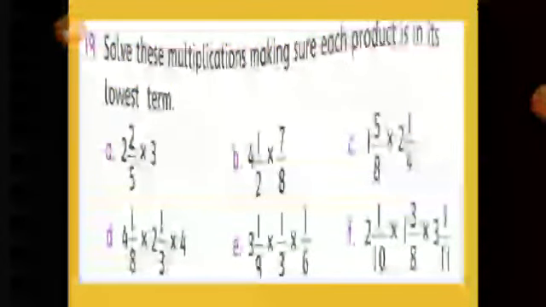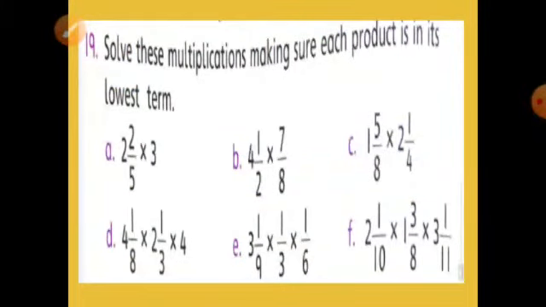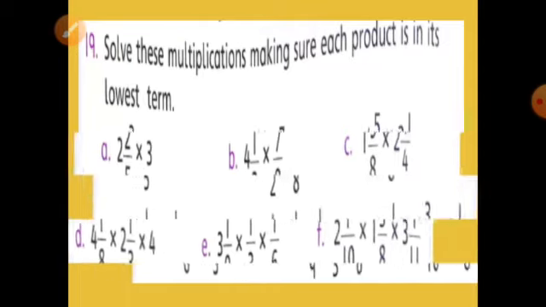Now here is a question in your exercise 3b, question number 19, that you have to solve these multiplications, making sure each product is in its lowest term. So be very careful, your answers must be in lowest term. So here I am going to solve some questions for you. So let's see. Here's a question.